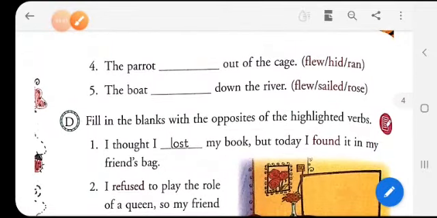Let's see what is next. The parrot dashed out of the cage. The parrot flew out of the cage. The boat dashed down the river. The boat sailed down the river. So children, I hope you have understood and you wrote all the correct options. Now it's your turn to write it in the blanks given.